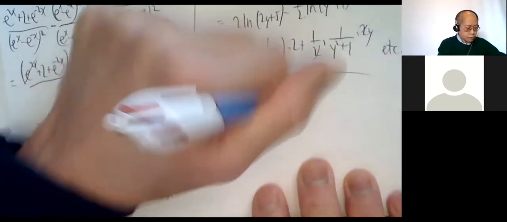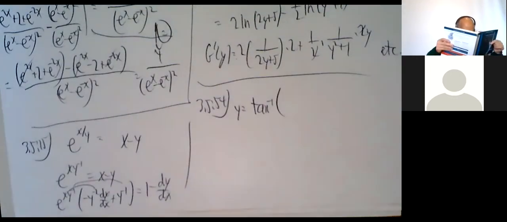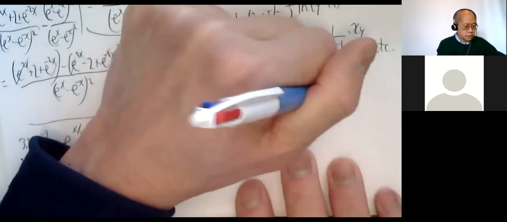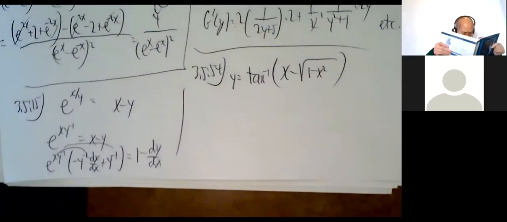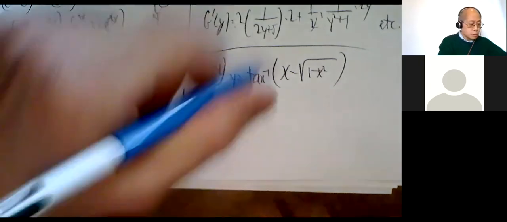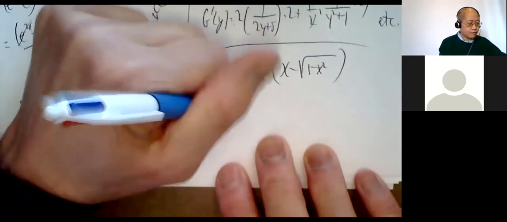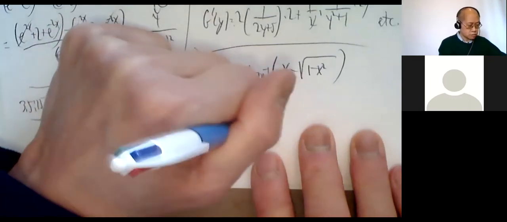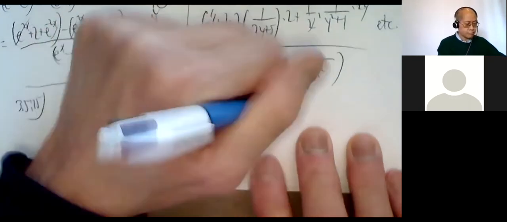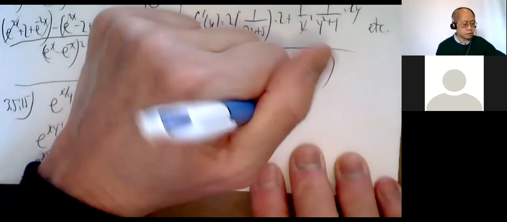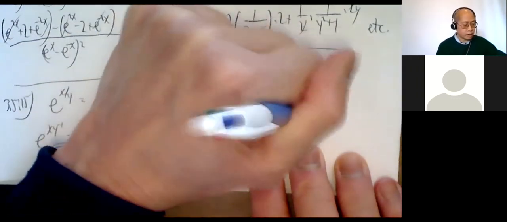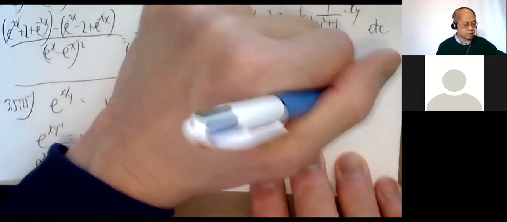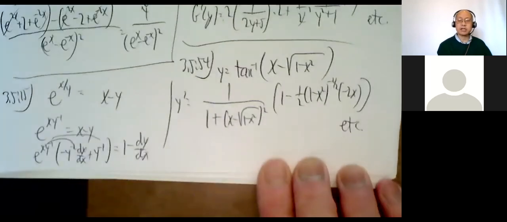Y equals inverse tangent of x minus x squared. So to differentiate inverse tangent, you go 1 over 1 plus this thing squared. Then by the chain rule times the derivative of this, which is 1 minus 1/2, (1 minus x squared) to the negative 1/2 times negative 2x. And I'll just have to say et cetera after that.